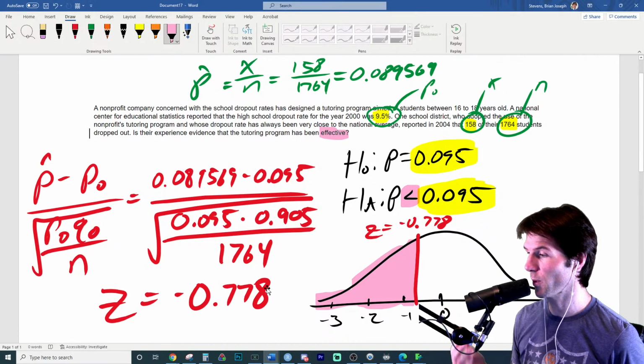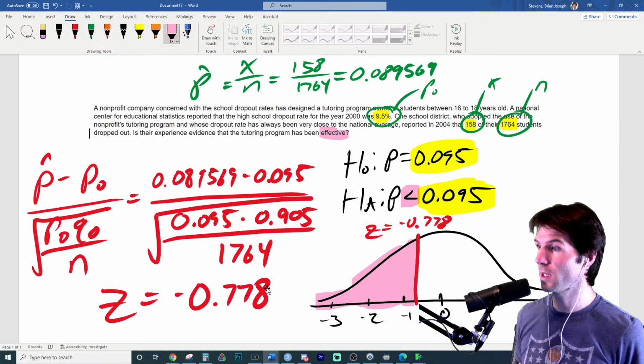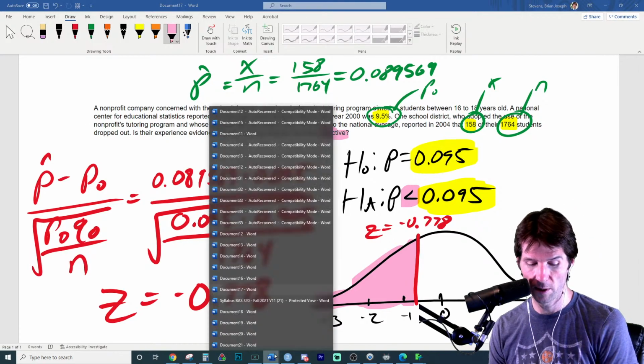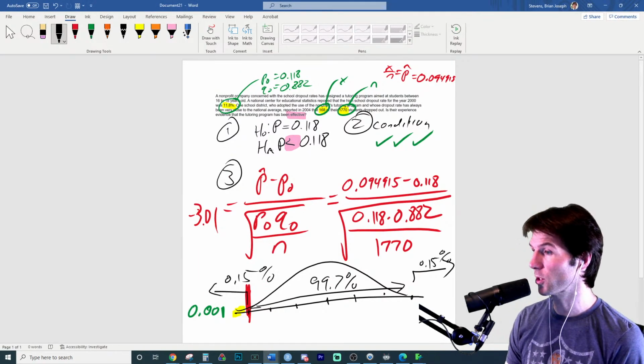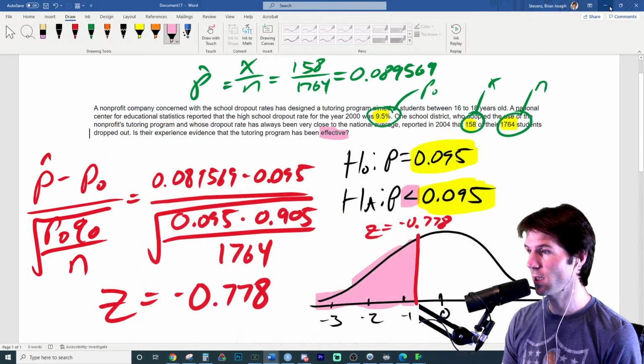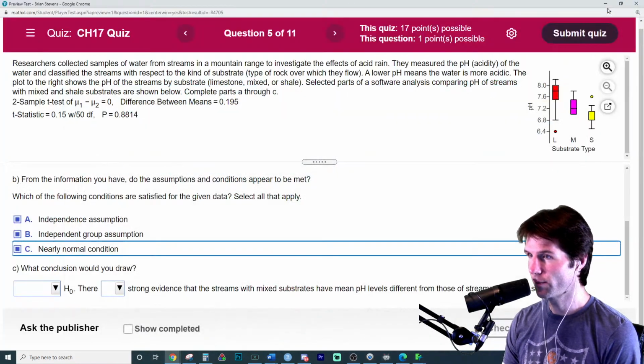I can tell you my conclusion by looking at this. Look at the p-value. This one ended with not rejecting the null, where at the very end here, we had a very small p-value and we rejected the null. So the conclusion is based on the p-value. Let's go look at the p-value.